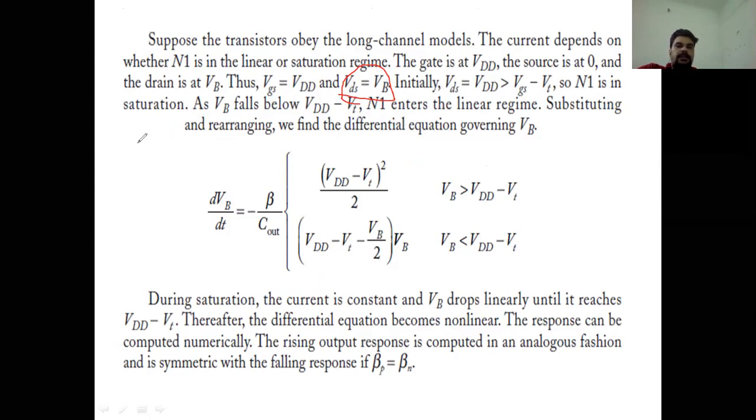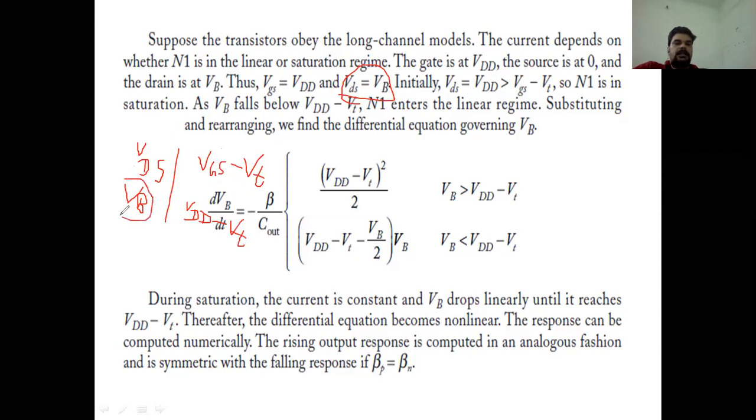in order to find whether an NMOS is working in saturation or triode region, we just calculate on one side VDS, and on the other side we calculate VGS minus VTH. Okay. So in that case, what is VDS? VDS is nothing but equal to VB. What is VGS here? VGS is nothing but equal to VDD minus VT. Okay.